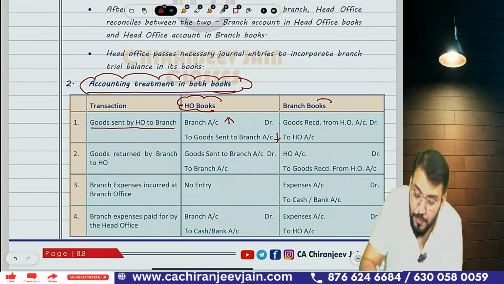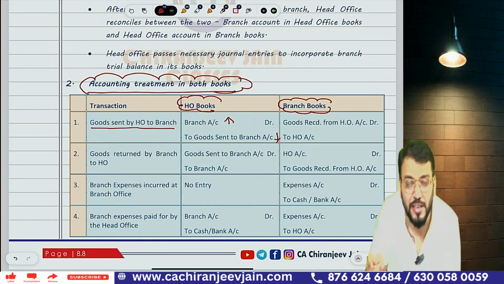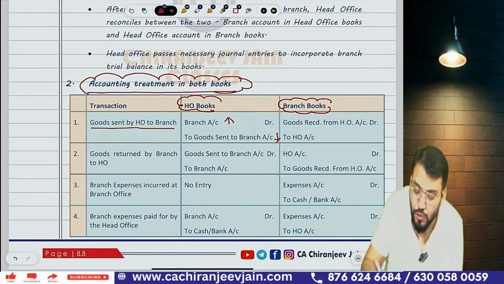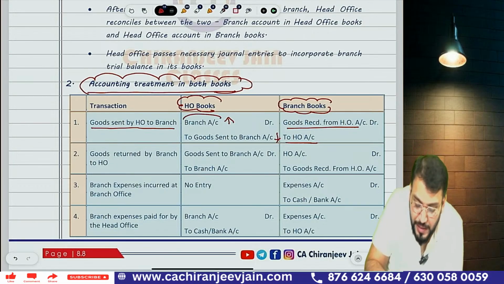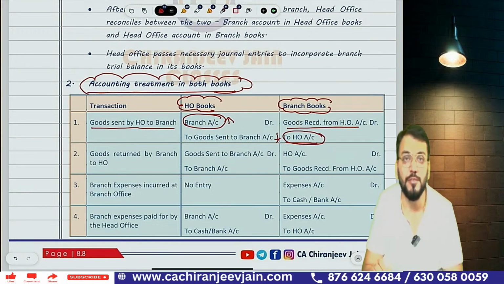Understood? In the books of branch, they will pass one journal entry: goods received from head office account to head office account. So goods received from head office to head office account means, if for this transaction branch account is debited in head office books, the HO account will be credited in branch books.